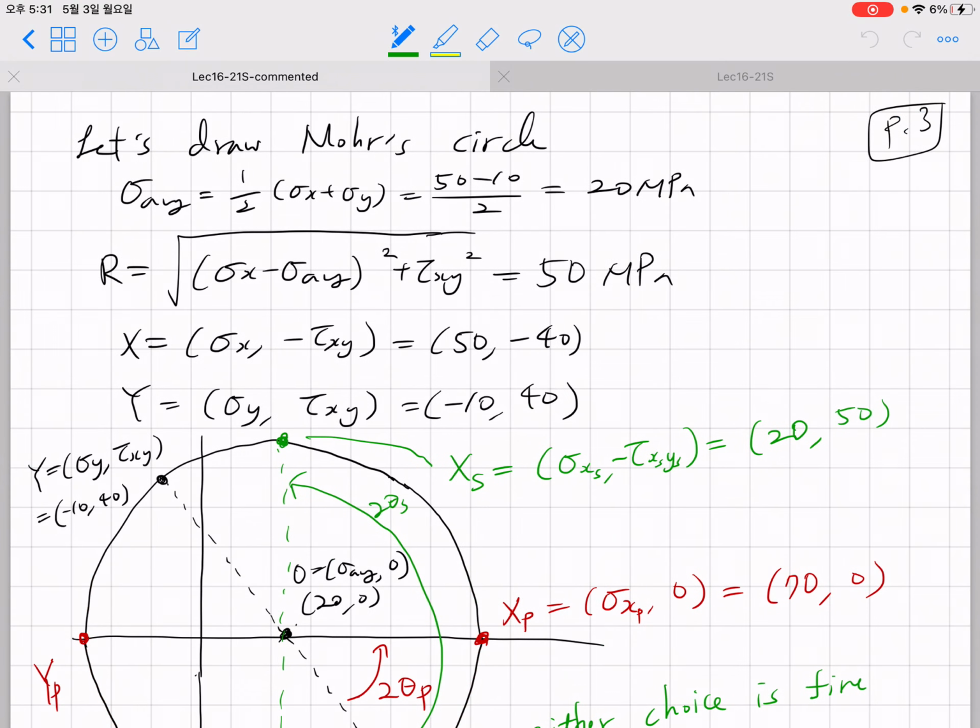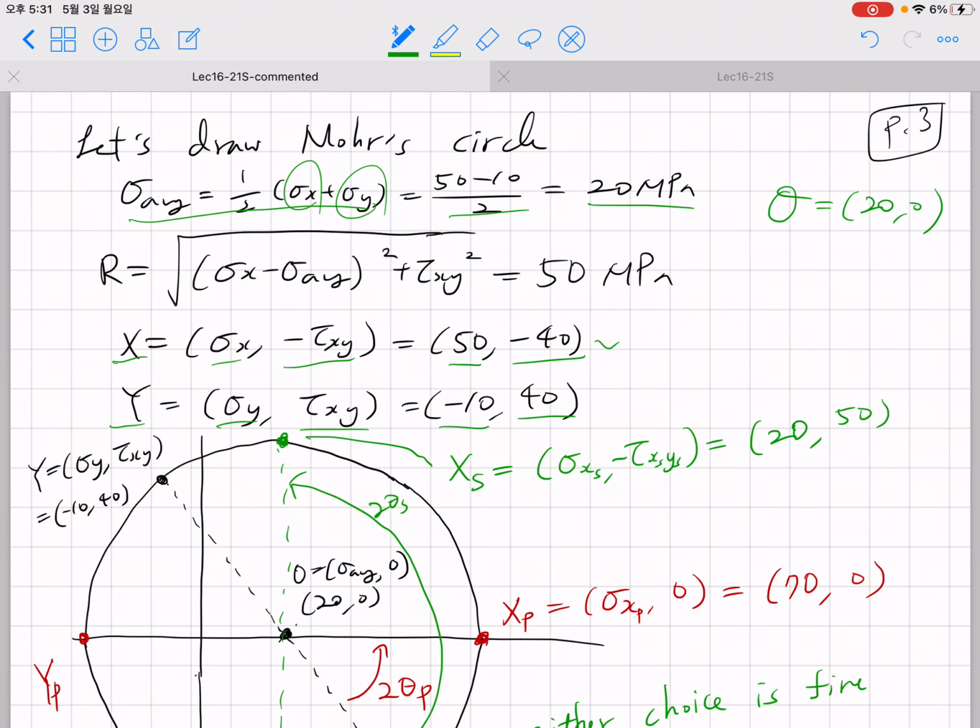So the first thing we have to do is draw the Mohr circle. To draw the Mohr circle, we have to know the average stress. In the x direction we have 50, in the y direction we have negative 10, so the average normal stress is 20. The origin should be 20 and 0. Regarding x, it's sigma x and negative tau xy, so it's 50 and negative 40. Y, in sigma y and tau xy, is negative 10 and 40.